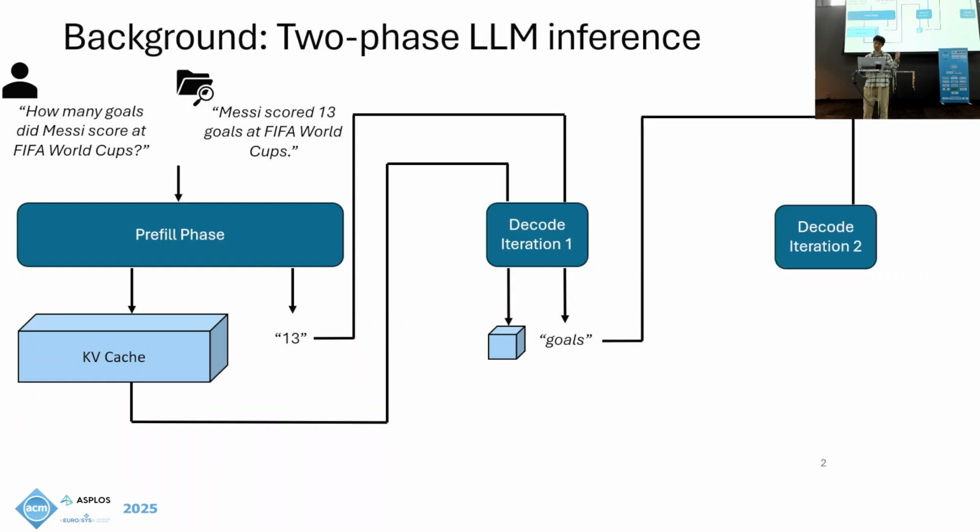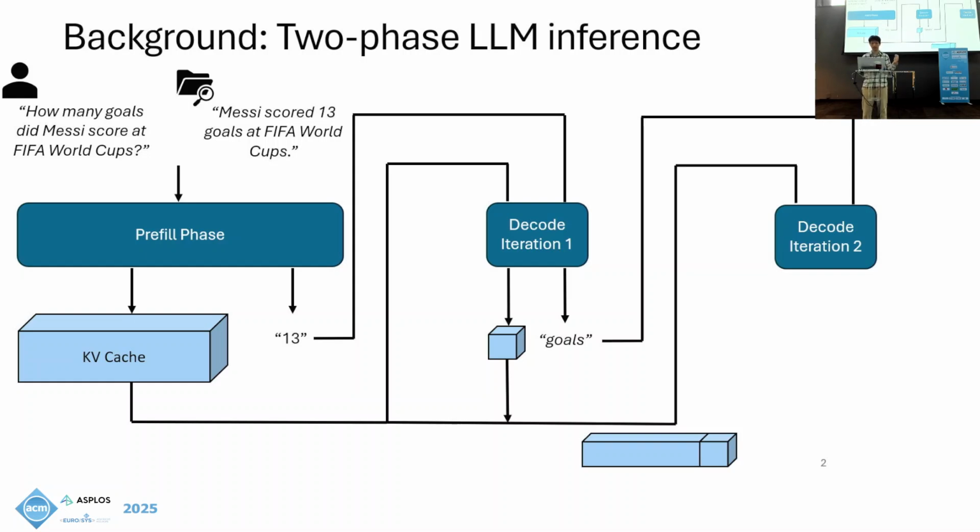Then this next token is further fed into decoding iteration 2, and the KV cache from the prefill phase and the decode phase are concatenated together and then fed into the next decode iteration. And then finally, we have the last token generated, which is simply a period in this case.